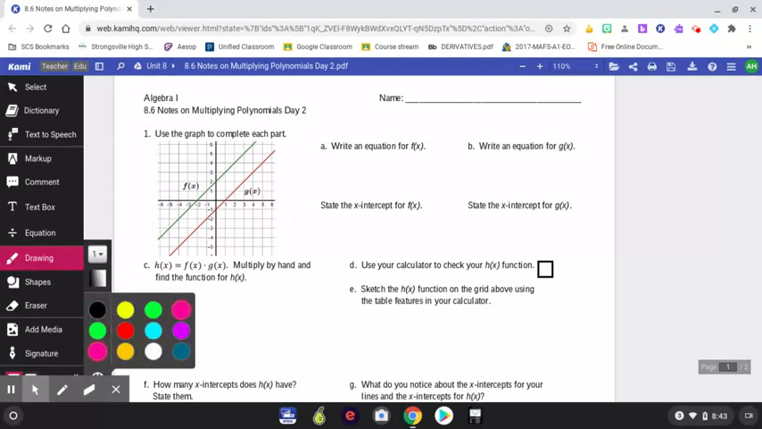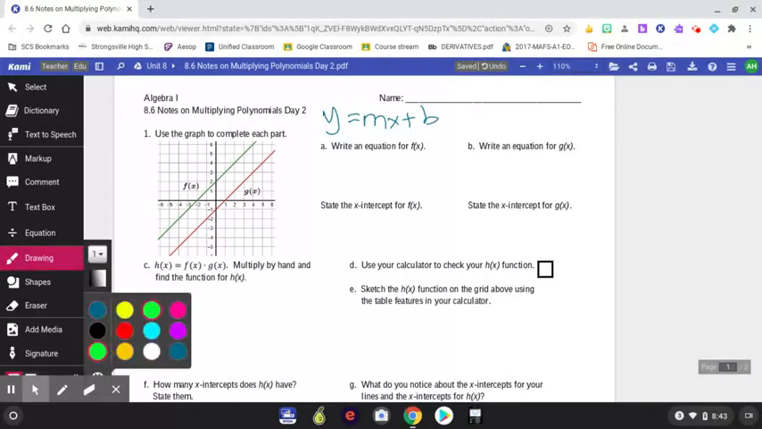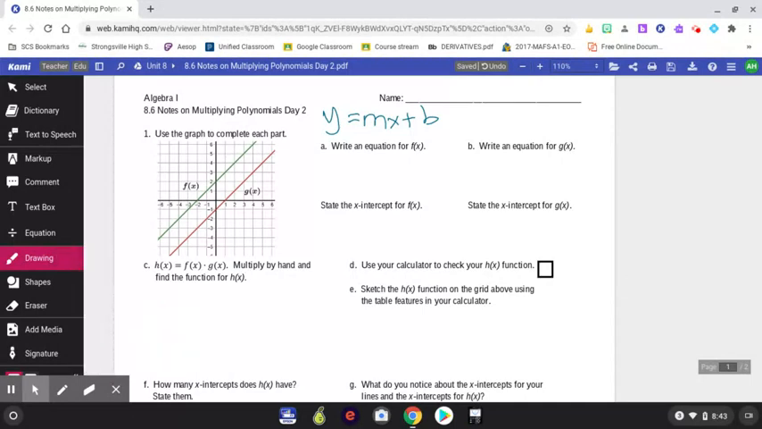Remember that when you go to write an equation for f of x, we're going to be doing this in y equals mx plus b form, okay? That means I need a slope and I need a y-intercept. Looking at the graph, I'm going to pick 2 points, and it looks like I have a slope of 1. So I'm going to write f of x. I want to label this function. A slope of 1, so you can write x or 1x. And it looks like I have a y-intercept of 2. That's where I'm crossing the y-axis.